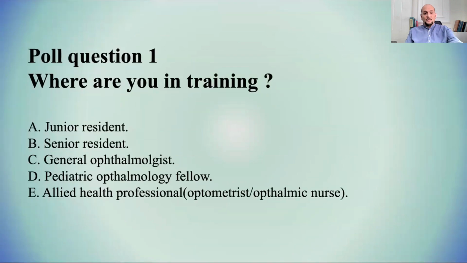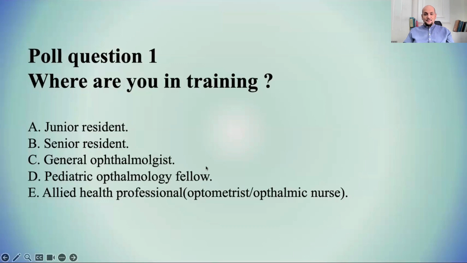So poll question number 1, where are you in training? Are you a junior resident, senior resident, general ophthalmologist, pediatric ophthalmologist, or allied health professional, whether optometrist or ophthalmic nurse? That will help me a lot in tailoring the content during the webinar. So 44% are allied health professional, with 22% general ophthalmologist and junior resident. Okay, great.